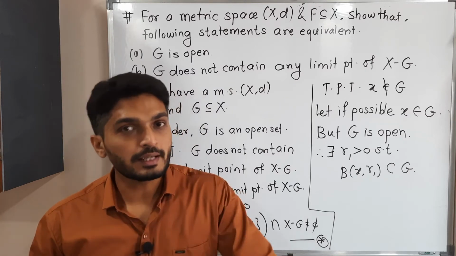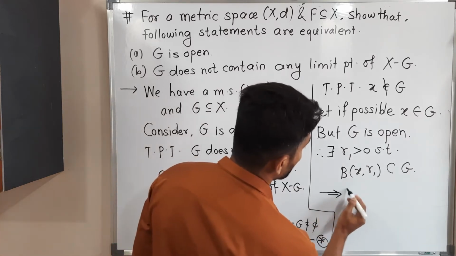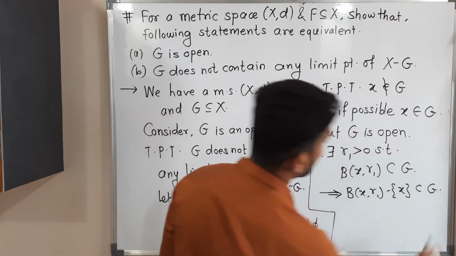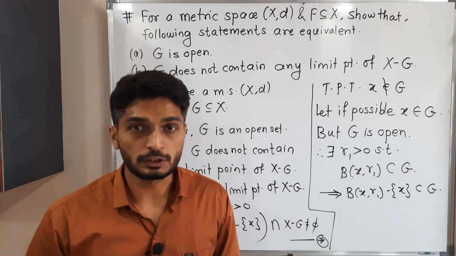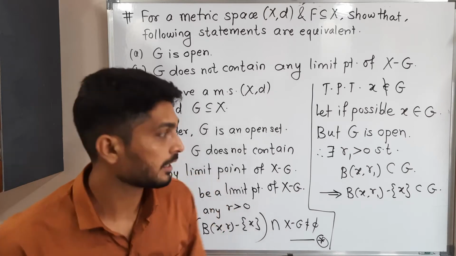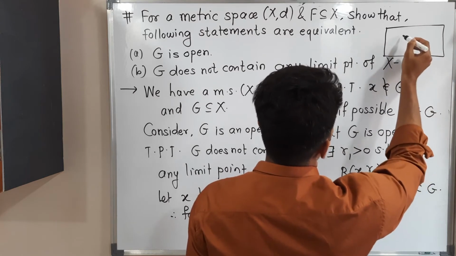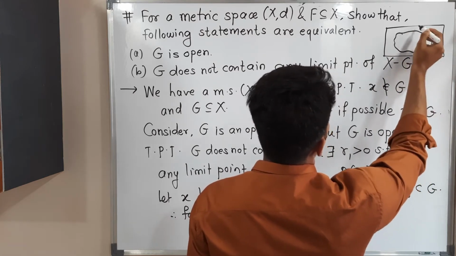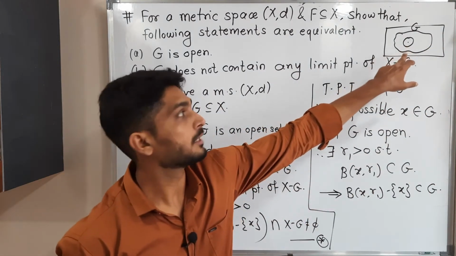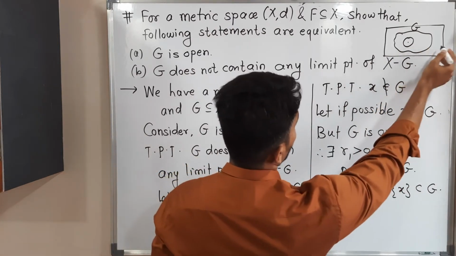If you remove the center of that ball, then also it is a subset of G. That means the intersection of that ball with X minus G is phi. I will show you here, a small diagram I will draw. Suppose this is the metric space and this is set G, and there is one ball B(x, r) with center x and radius r. If that ball lies inside G, then the intersection of that ball with its complement is phi.